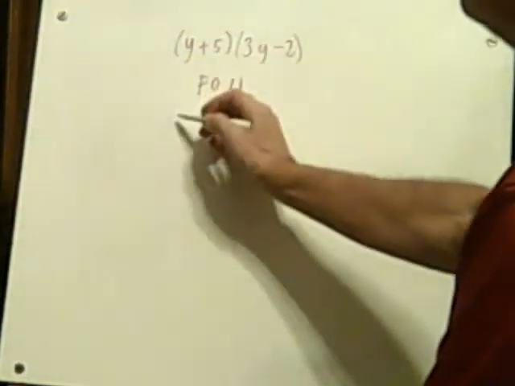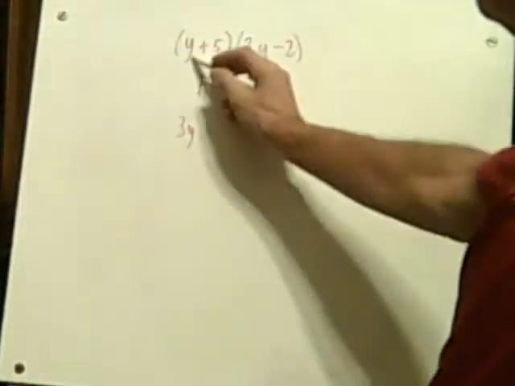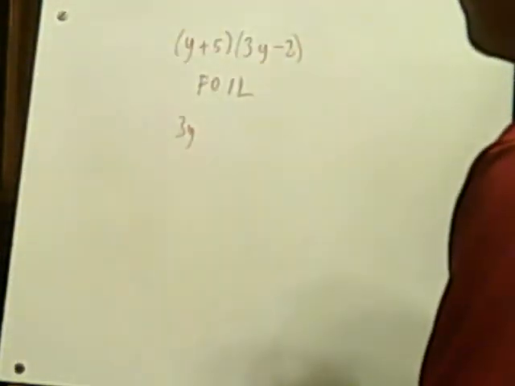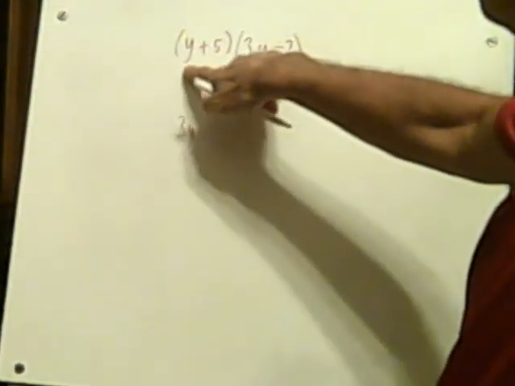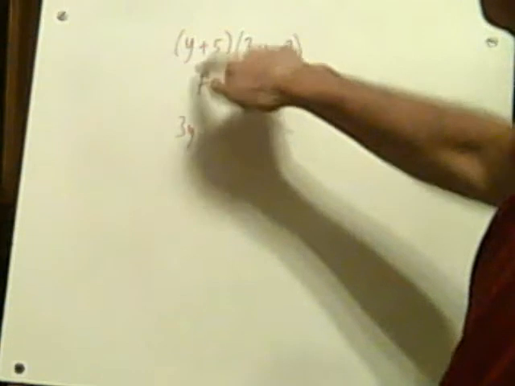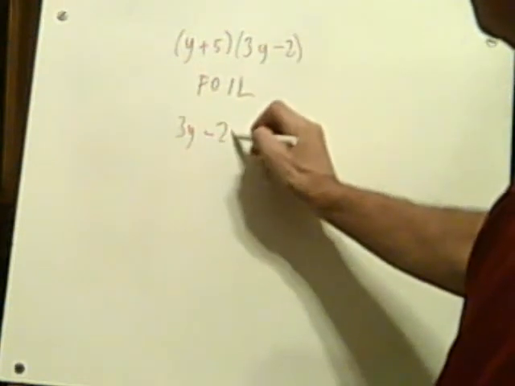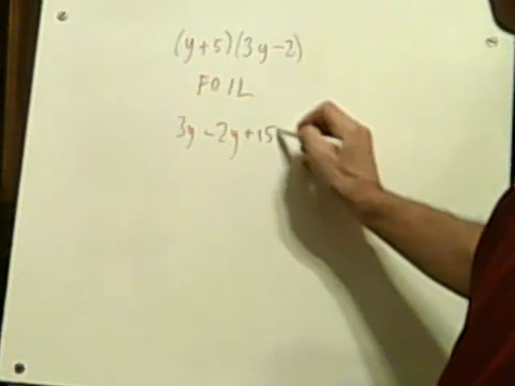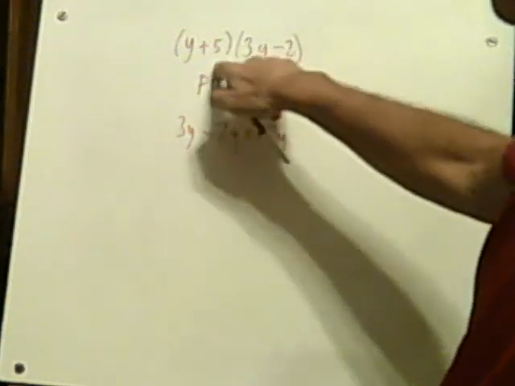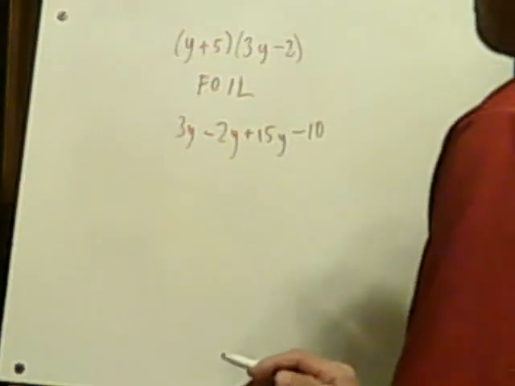Okay, the first would be 3y. That's this times this. It could be y times 3, but I immediately in my head put the 3 first because that's conventional. That's first. Outer, what they mean by outer is the first of the first and the last of the last. That's minus 2y. Okay? Inner are these two. That's 15y. And then last are the two last ones. That's minus 10. Now we can group.